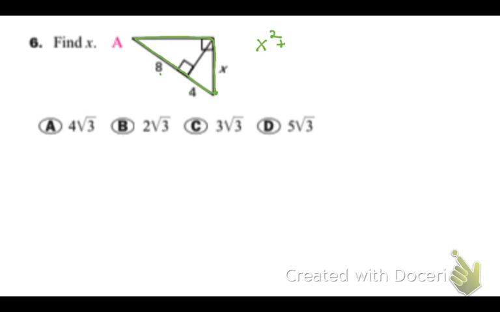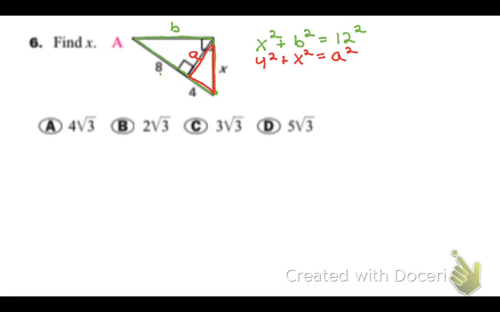Okay, we don't know what this guy is here, so we'll just call it B. Okay, x squared plus b squared equals 12 squared. Okay, now let's look at another one. Let's look at this small one here. Okay, and let's call that line A. So we have 4 squared plus x squared equals a squared.